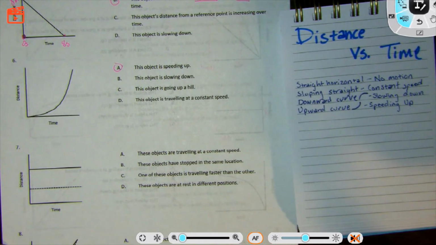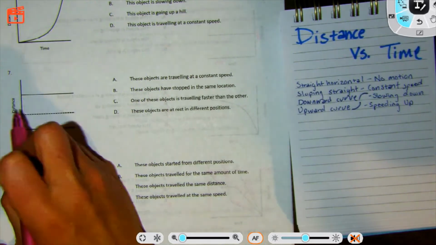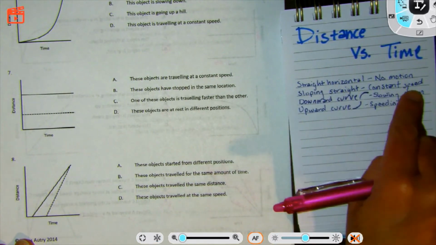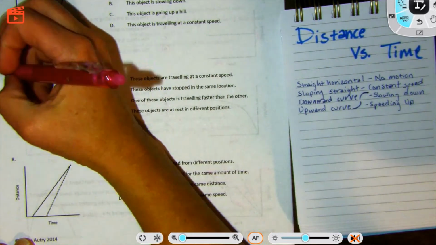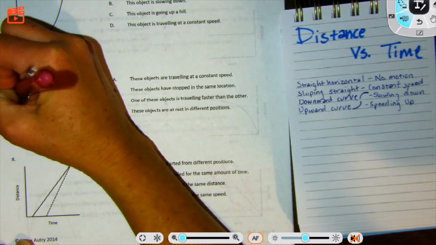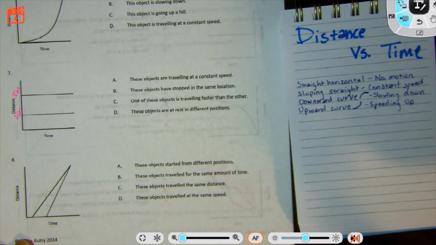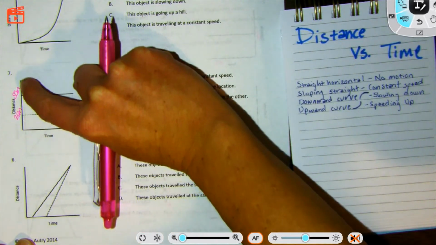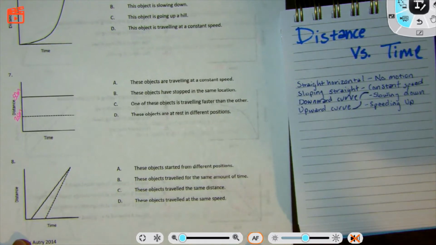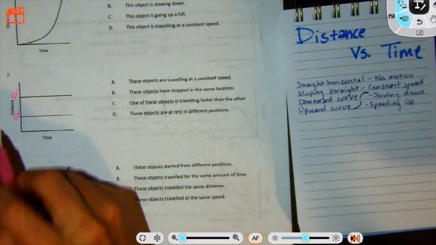Number 7. Now let's look at this. We have straight horizontal lines. What do straight horizontal lines mean? No motion. All right, so say this one's at 50 meters, and this one's at 25 meters, because this is our distance on the y-axis. So we know that these aren't the same meters because they're at different parts. So these are at different positions or different locations. As time's going by, they're still at the same location.